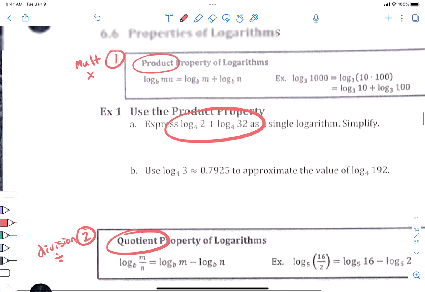Quotient means divide. Product means multiply. Happy with that? Okay? Good? Product, multiply, quotient, divide.